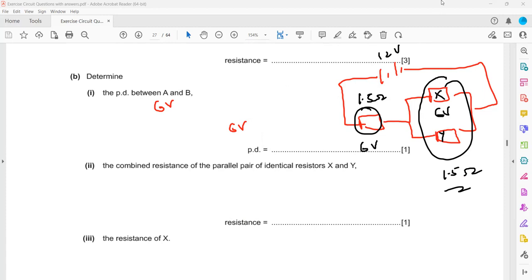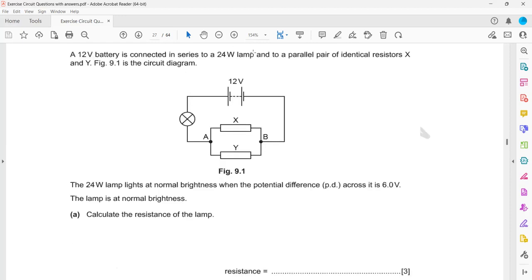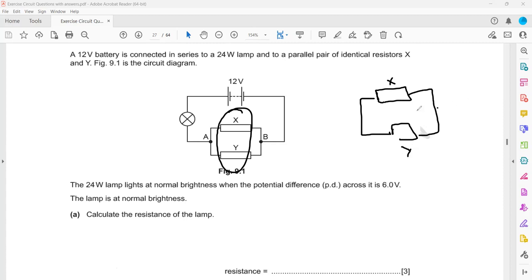Then we need the resistance of one of them individually. So how can we find the resistance of one of them? Because the combined result of X and Y, they're in parallel. So whenever two resistors are connected in parallel, the formula for the total resistance is the product divided by the sum, R1 times R2 divided by R1 plus R2.